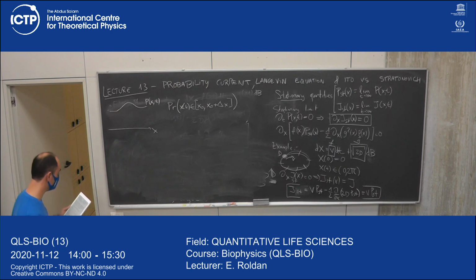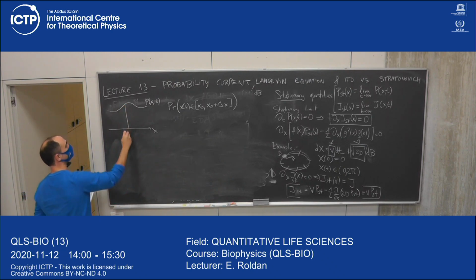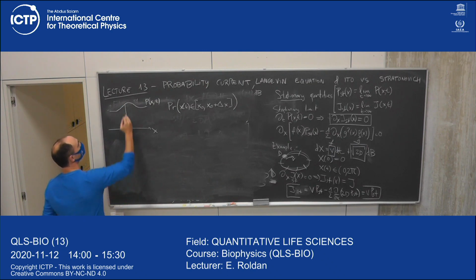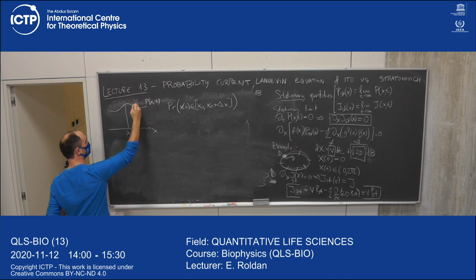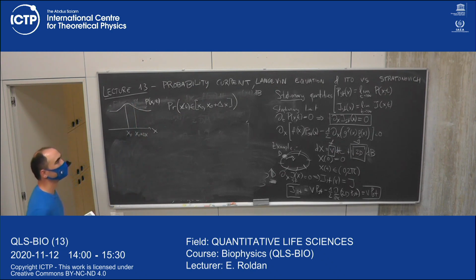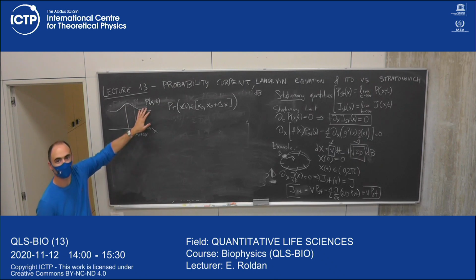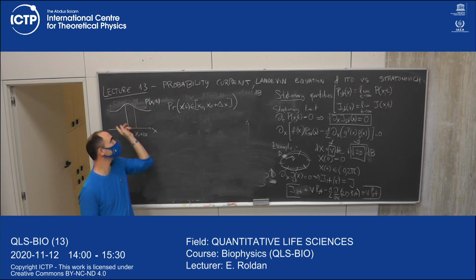I would say from here, x0, and maybe it's better if I am a bit more exaggerated, like this, for example. And this is x0 plus delta x. What is the probability to be in this interval? So, what do you think it will be? Imagine I give you this. What is the probability, given that you know this curve?